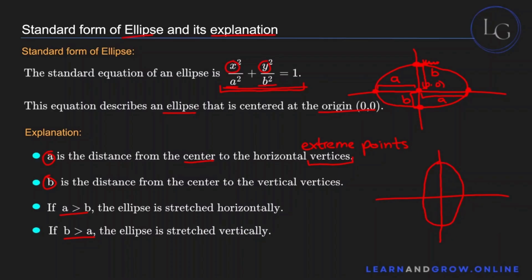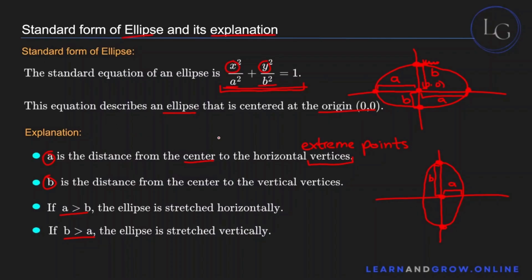Don't mind my drawing, but it's basically an oval, right? So you can see that B is the distance from the center to the vertical vertices. So these are the vertical vertices over here. And as you can see, this length is greater than this length, which is A. So this is stretched vertically instead of horizontally.